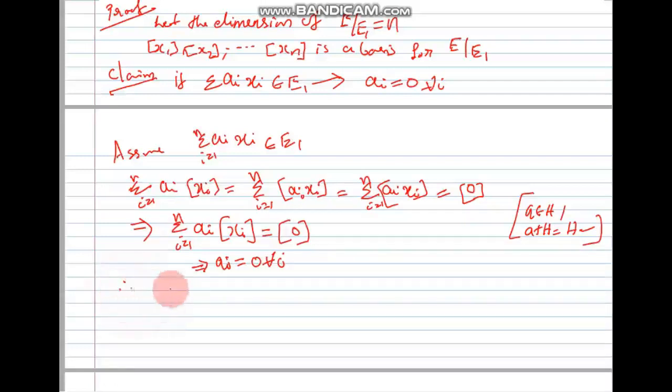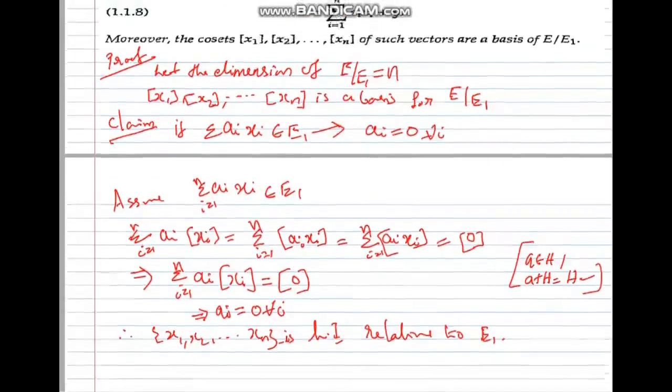Therefore, the set x1, x2, etc., xn is linearly independent relative to E1. Okay, so next, what is your claim now?